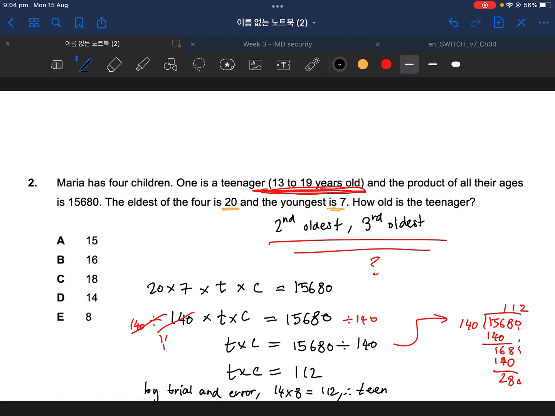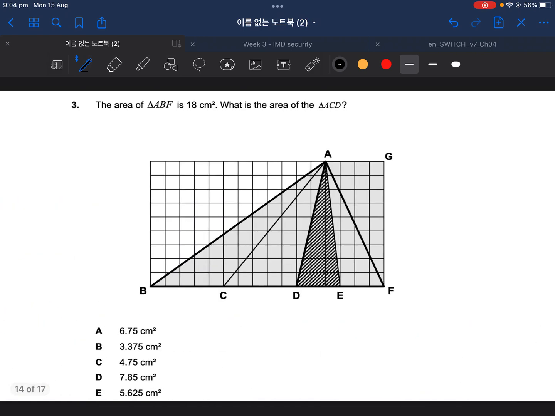teenager is 14 years old. Okay, that'll be the perfect working out. So if she is 14 years old, the answer has to be then D. Okay? Hopefully that makes sense.